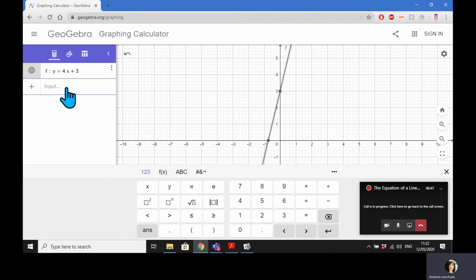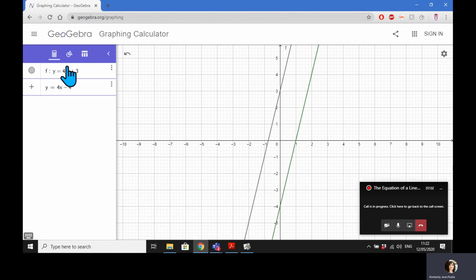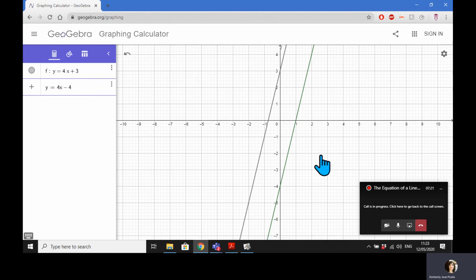Let me show you another example. Imagine you have y equals 4x minus 4. It produced this line. First of all, as you can see, these two lines are parallel to each other. Why is that? Because they have the same gradient. This gradient and this one are both 4. However, the intercepts are different. Both lines cut the y-axis at different points.